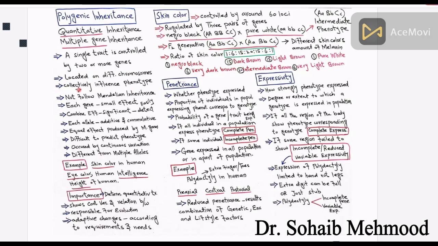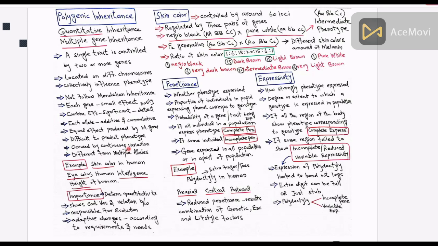What are the characteristics of polygenic inheritance? Polygenic inheritance does not follow Mendelian inheritance, and each gene has a small effect which is very difficult to detect, but the combined effect is very significant and easily detectable. Each allele has an additive or cumulative effect, equal effect produced by the multiple genes. In this condition, it is very difficult to predict the phenotype, and polygenic inheritance occurs by the continuous variation of the phenotype of a trait.